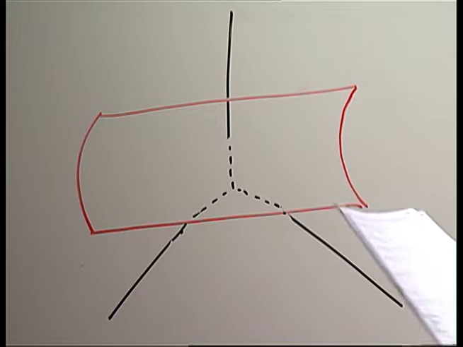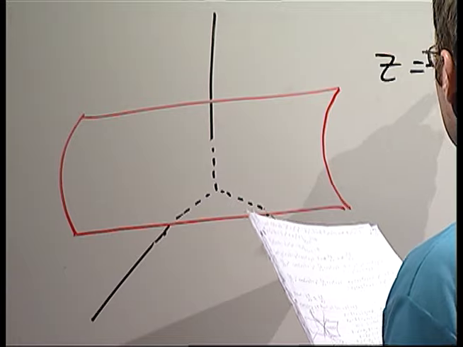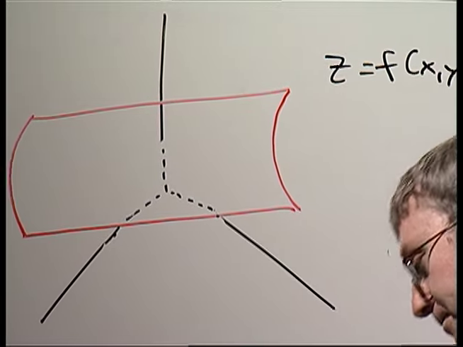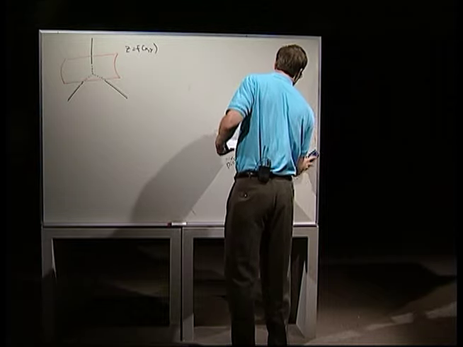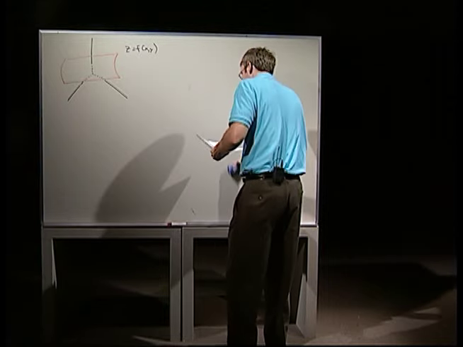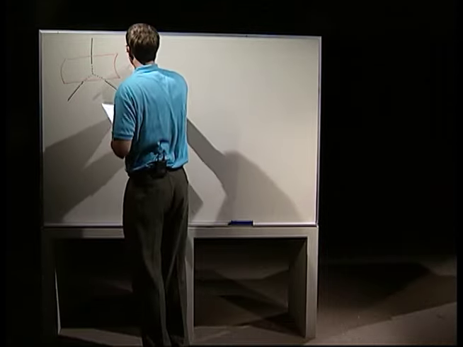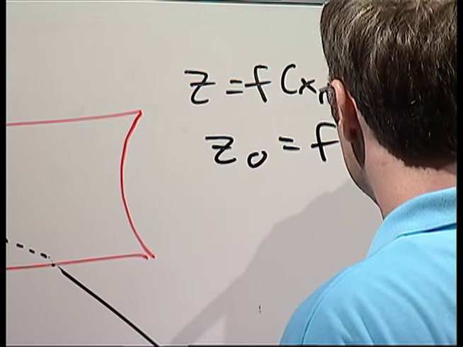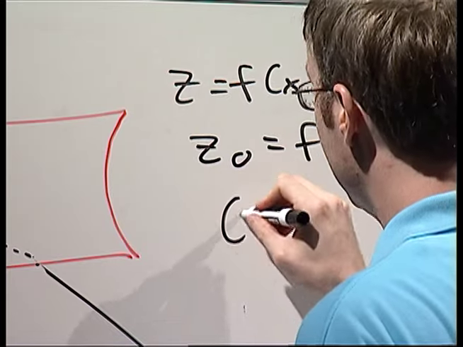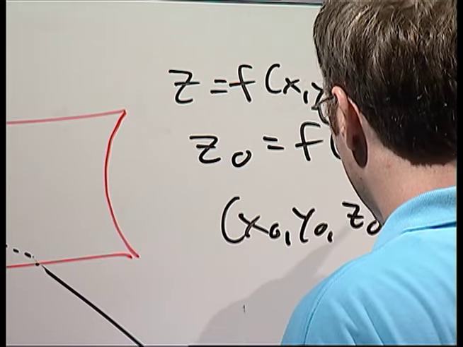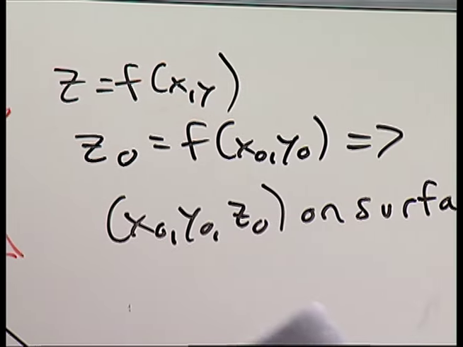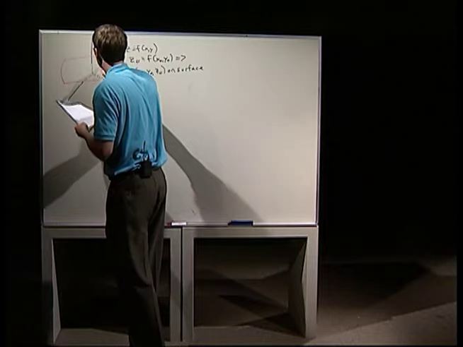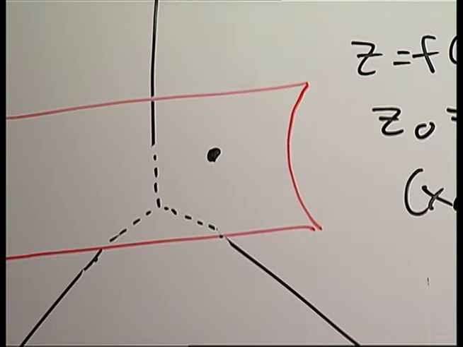So this is a graph of z equals f of x, y, some surface in space. Right? And so the red thing is z. And we know that a point on that surface, i.e. z naught equals f of x naught, y naught, means the point x naught, y naught, z naught is on the surface. So maybe it's there. There's your point.